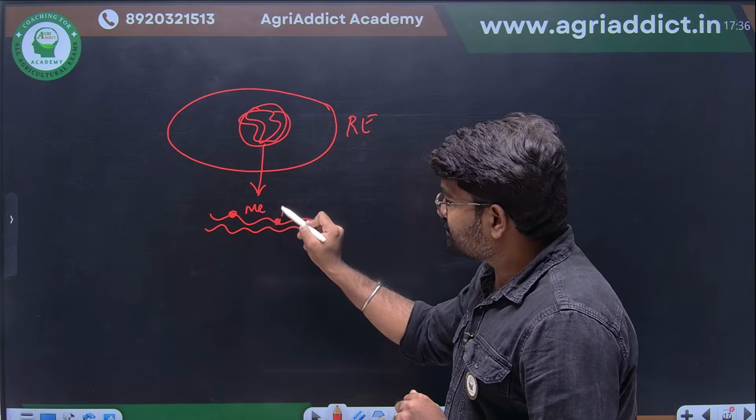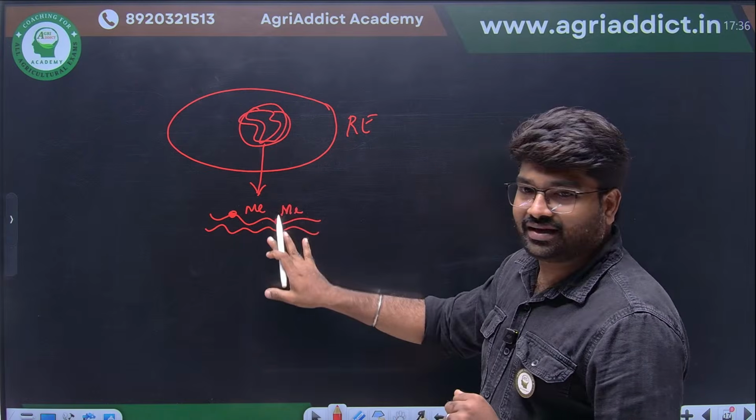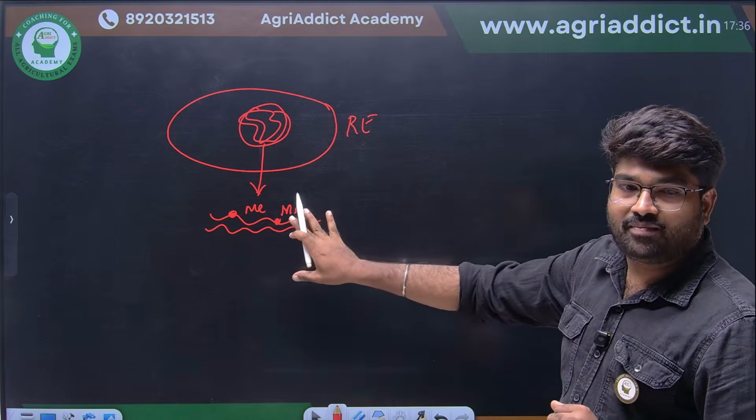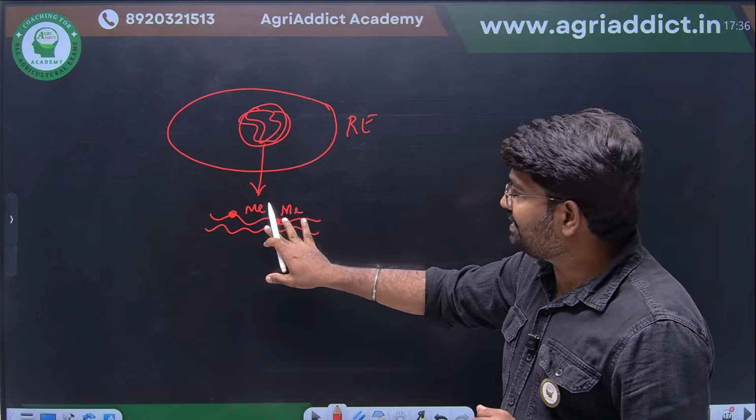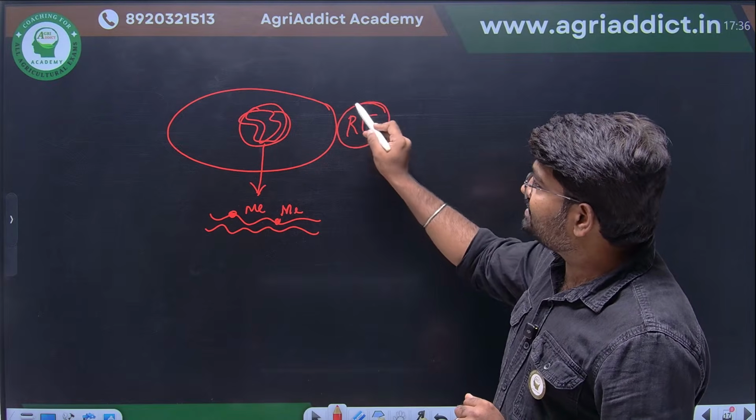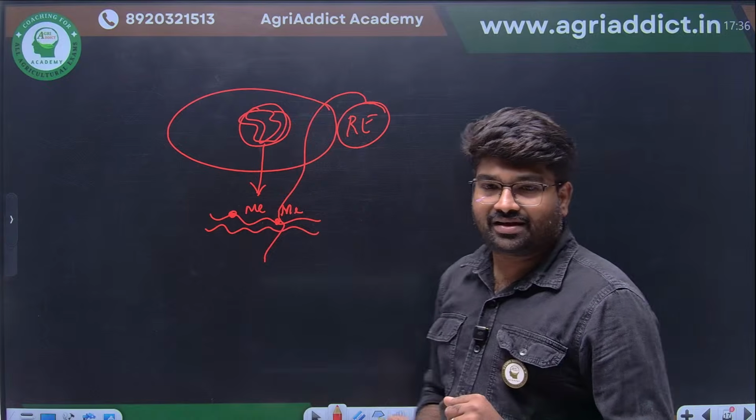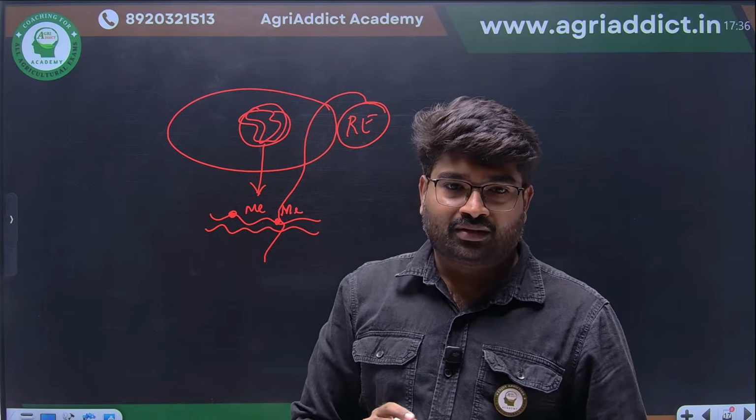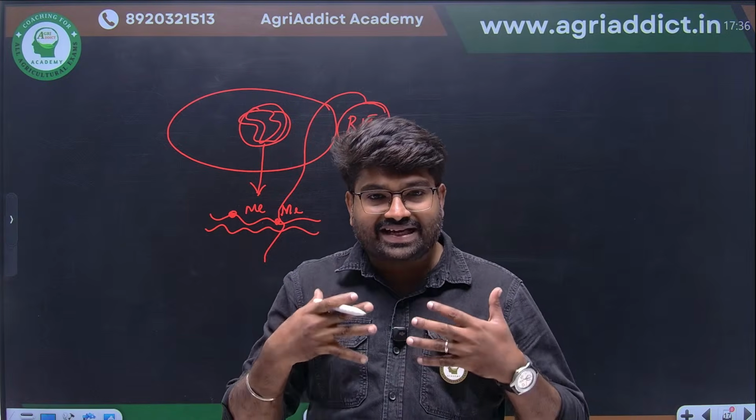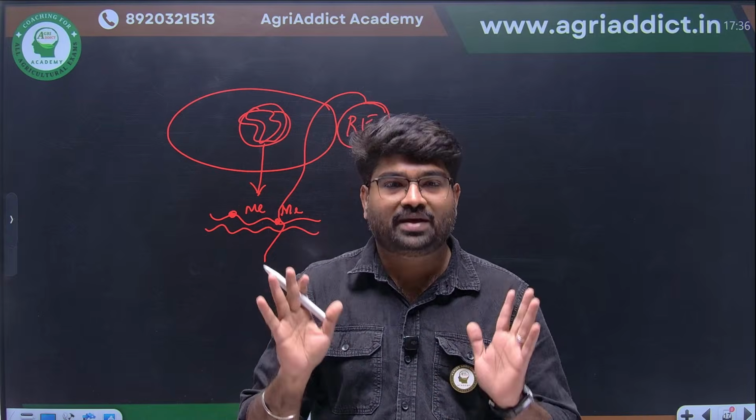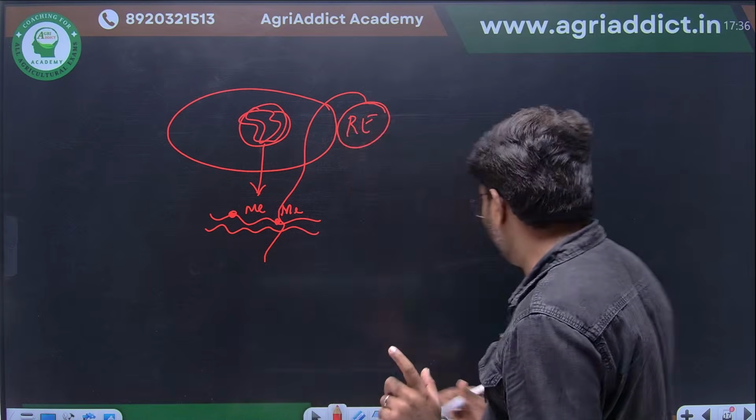Clear? Wherever the recognition site is there in the DNA molecule, that will be methylated. If it is methylated, this restriction enzyme will not recognize the site. Because of this, the cell's own DNA molecule will not be cleaved. I hope this is clear for everyone.